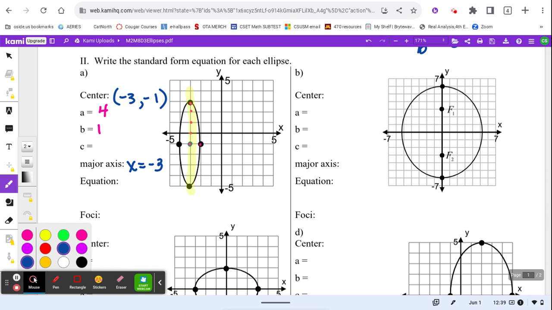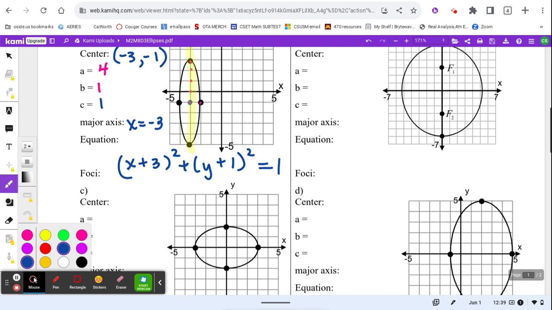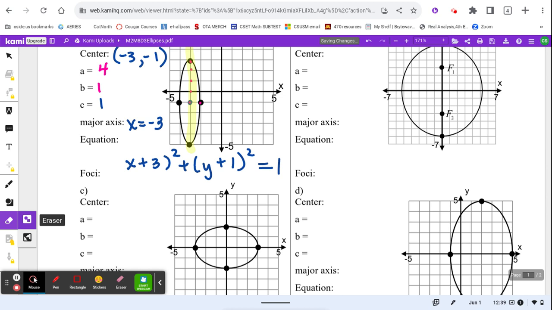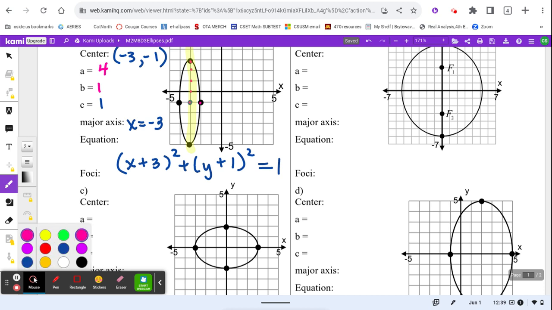So here I go writing the equation. It's going to be x plus 3 squared, y plus 1 squared. An ellipse is always going to be equal to that c value of 1. And then this is going to be over the a squared and the b squared. This time, since you've got the y value showing your a squared, the longer distance, that means our a squared is going to be under the y. And since a was a distance of 4, 4 squared would make a 16 under there.